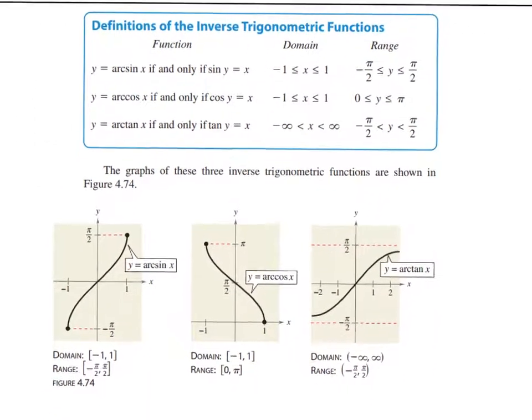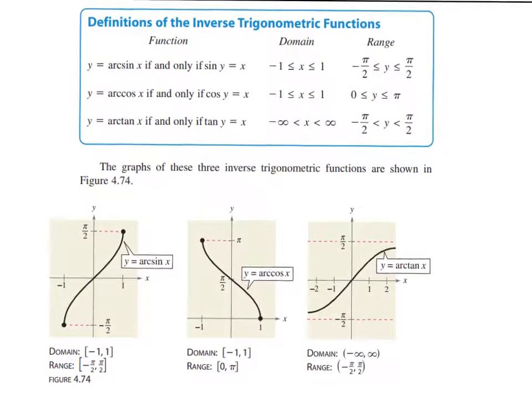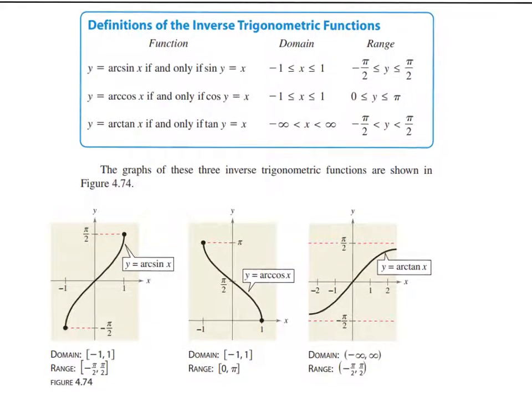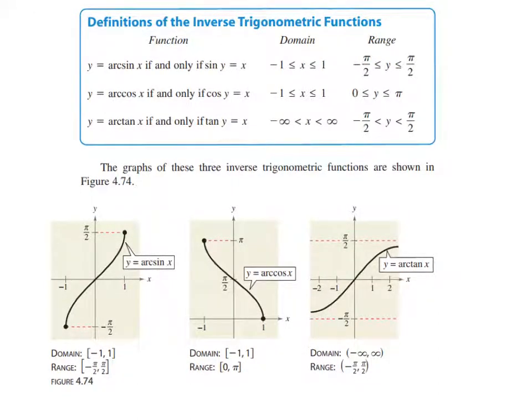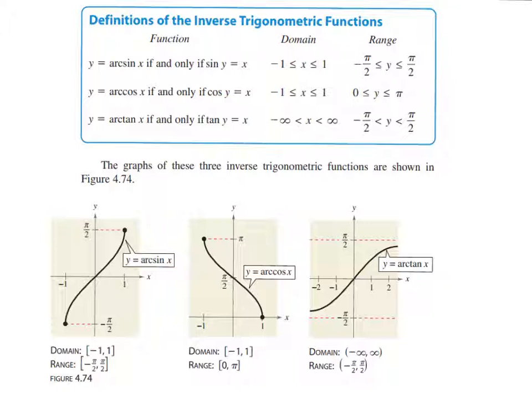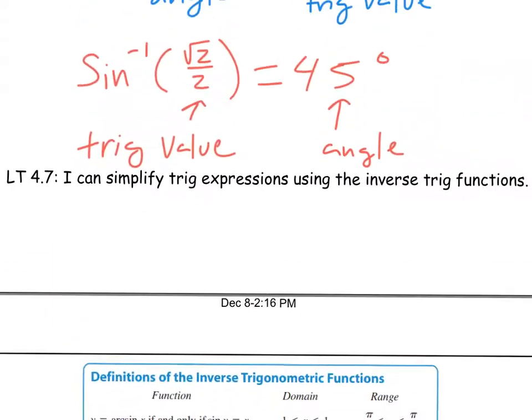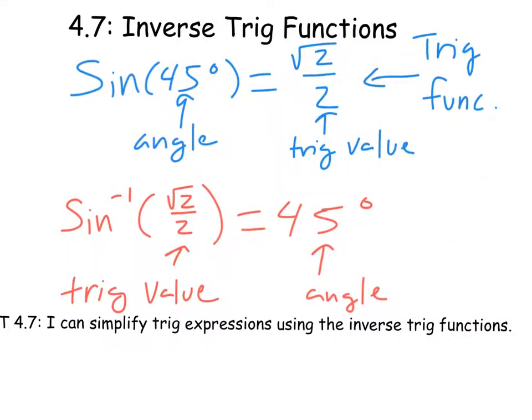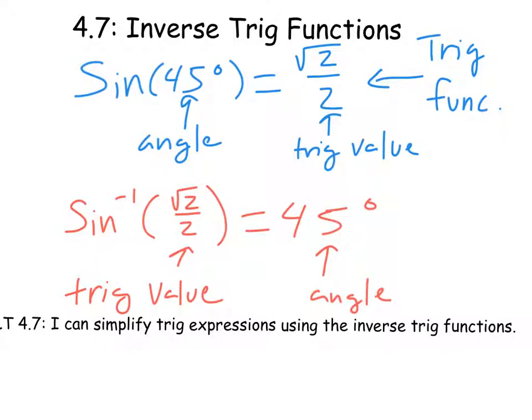Now let's talk through some of the basics here. There's a lot of restrictions with inverse trig functions, and in fact, I can give you one example that we just did. Inverse sine of square root 2 over 2 is 45 degrees.